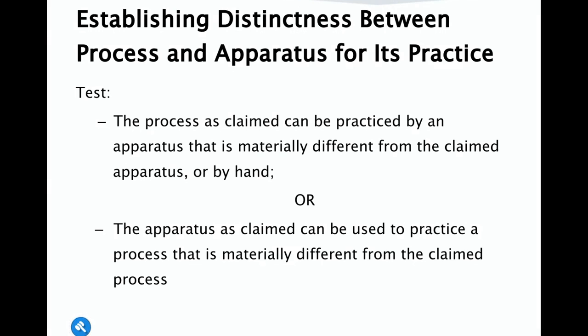Claims to a process and claims to an apparatus to practice or implement the process can be considered distinct if the process can be implemented by an apparatus different from the claimed apparatus or by hand. Distinctness may also be shown to exist if the claimed apparatus can be used to implement a process that is materially different from the claimed process. Again, only one-way distinctness is required to be shown.